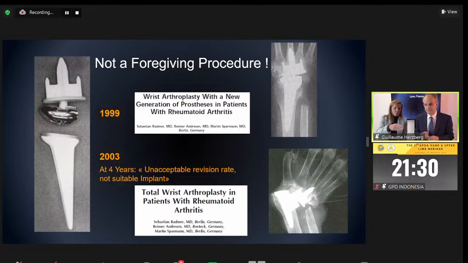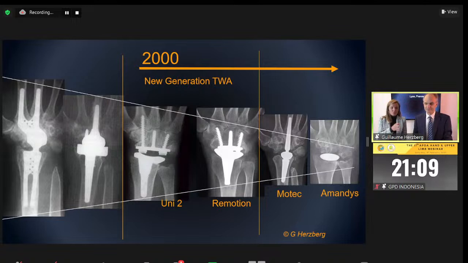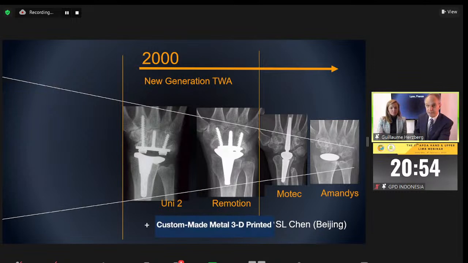And there, in 2003, at 4 years, there was an unacceptable revision rate. So you may have transformed the situation of an easy arthrodesis to a difficult arthrodesis, just because you tried a new design of prosthesis. And that's why we have seen so many new generations of total wrist arthroplasty, from the Uni2, the Remotion, and then more recently, the MoTeC or the Pyrocarbon with the Amandys. It's impossible to have experience with all implants at a large scale. We have to quote also the very interesting trial of Shanlin Chen to use custom-made implants, because the volumes are very low, so for industry it might be a good solution.